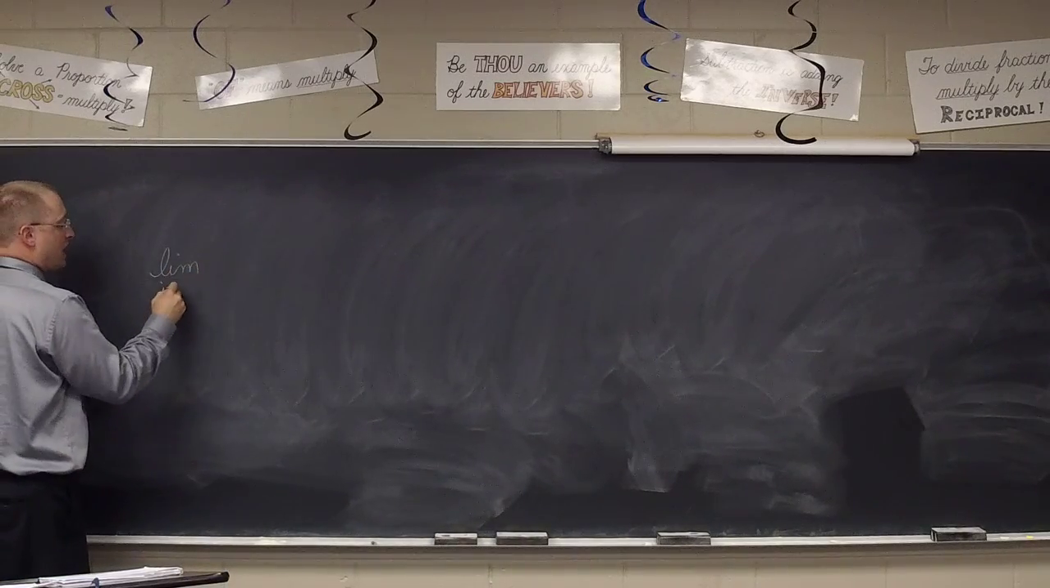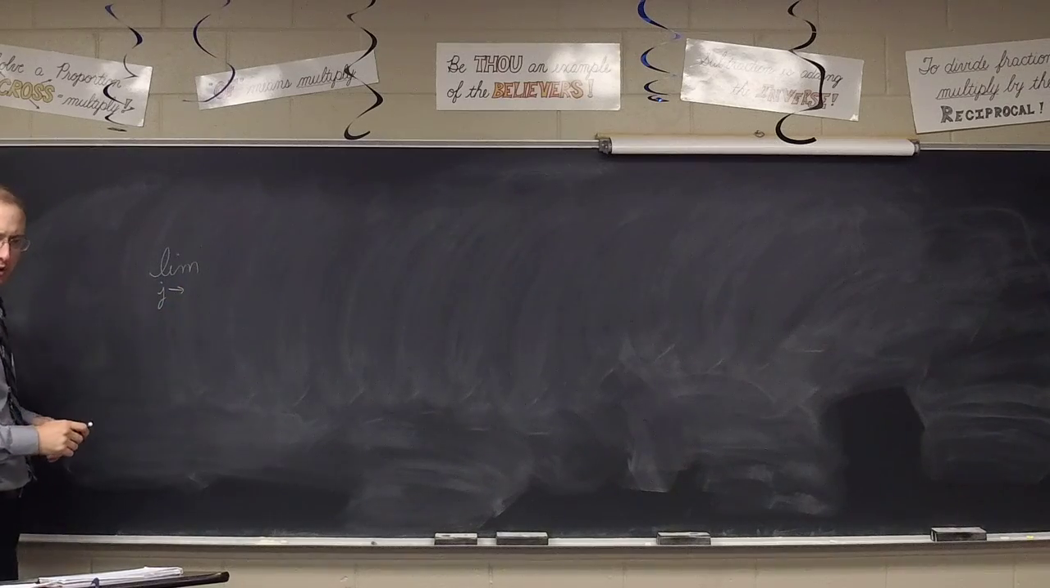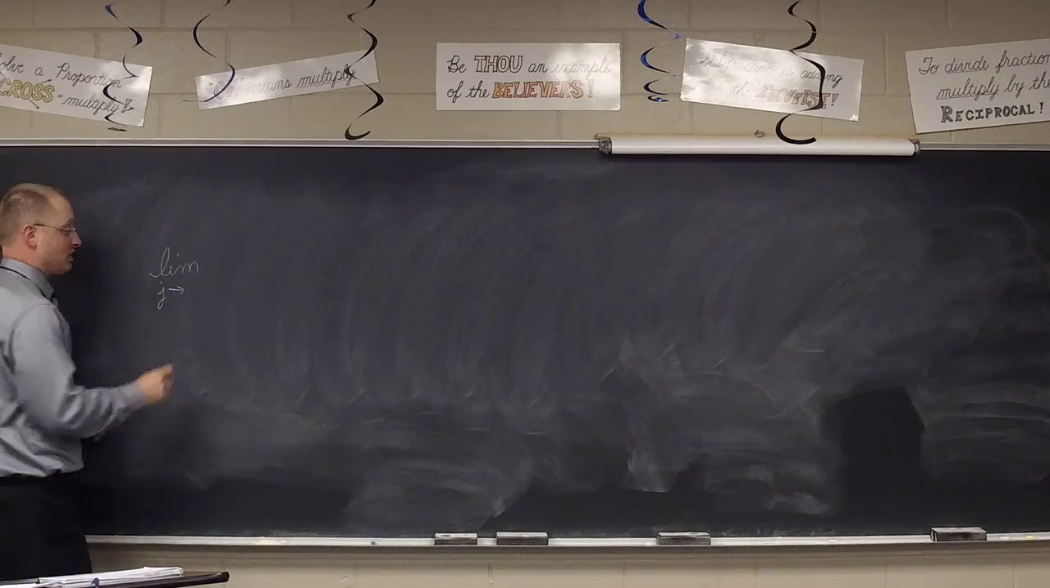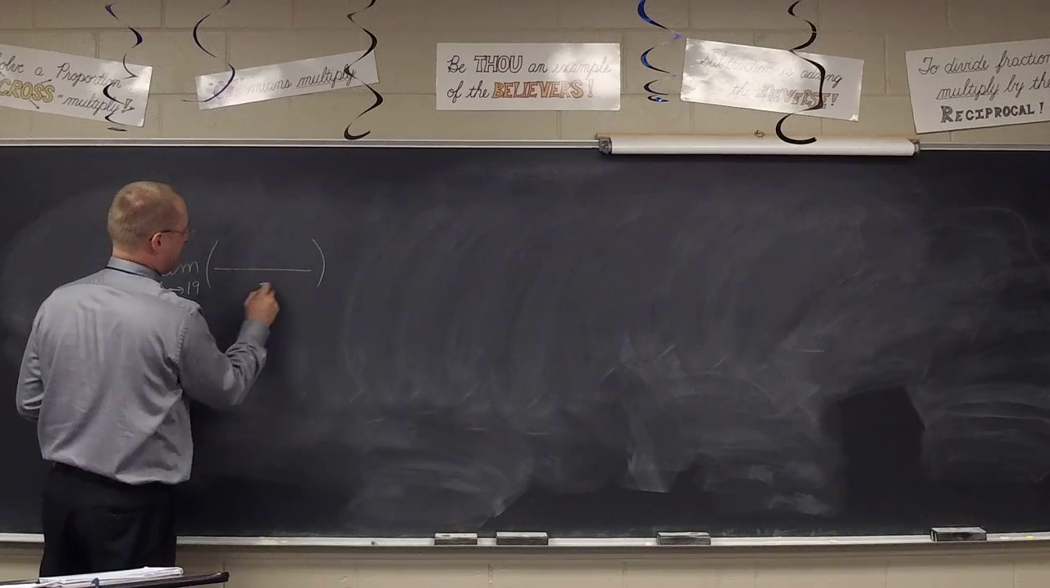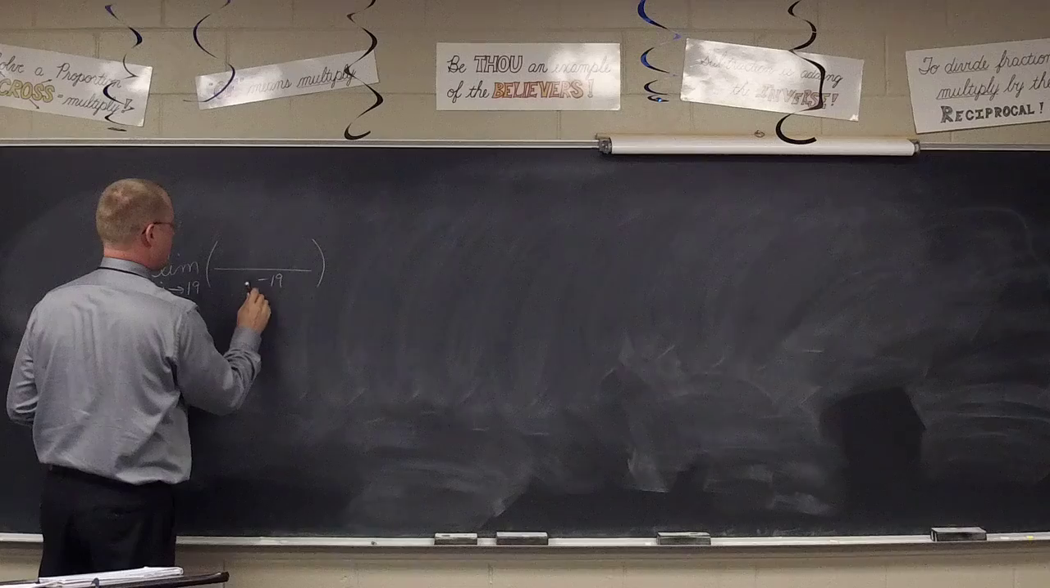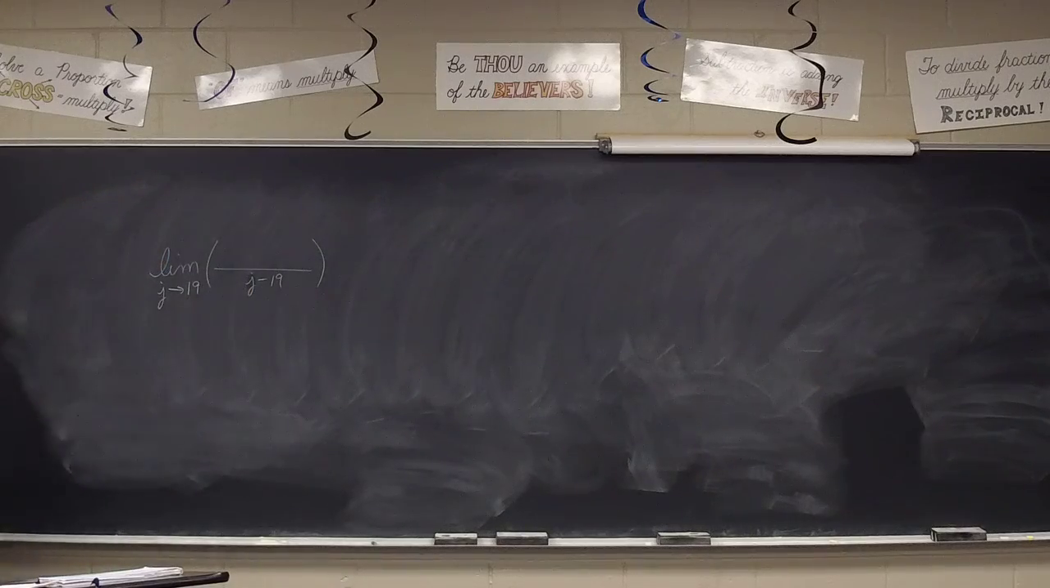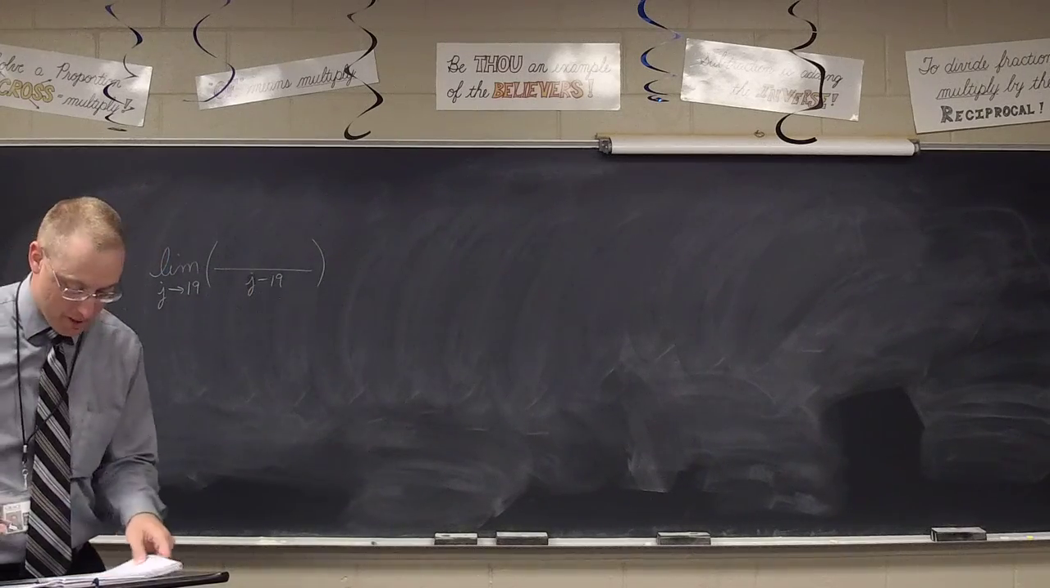Take the limit as j approaches, let's see, how old are you? Almost 19. Almost 19, so you're approaching 19. The limit as j approaches 19. Now this is unfortunate because that means we have to have a j minus 19 on the bottom. And that also is unfortunate because that means I have to think of something here.